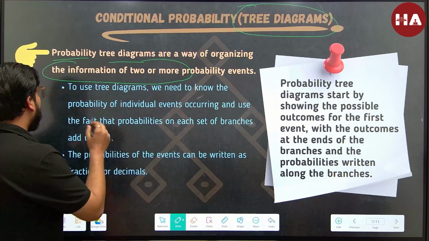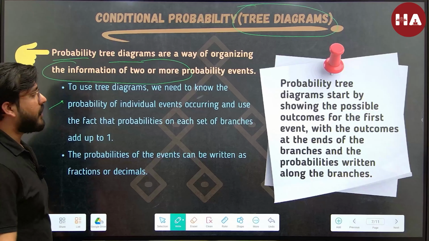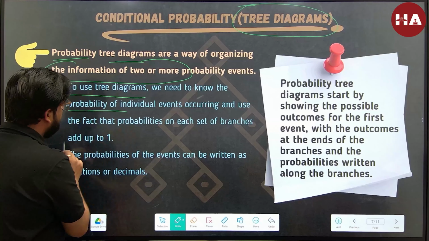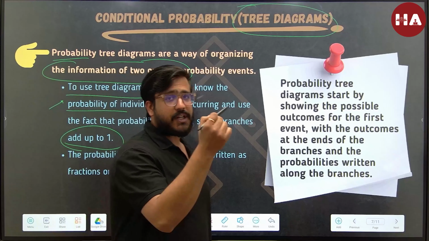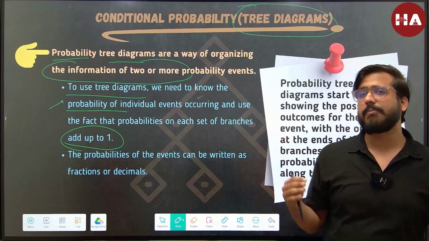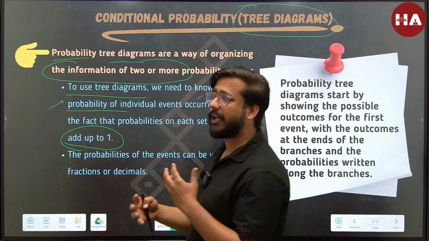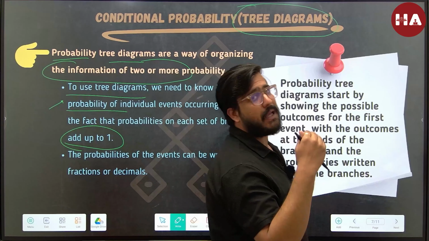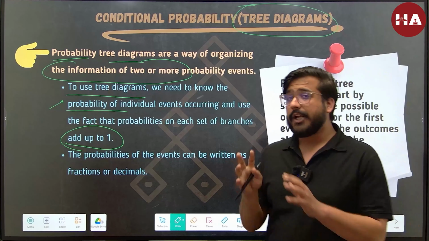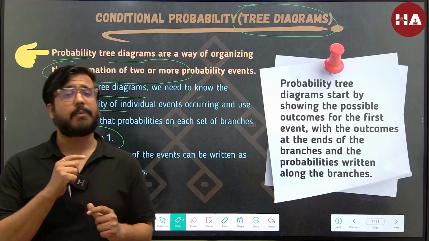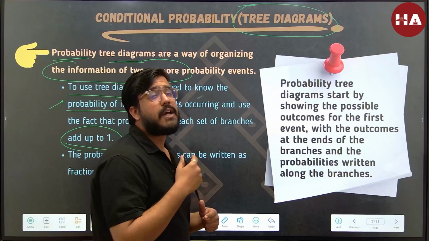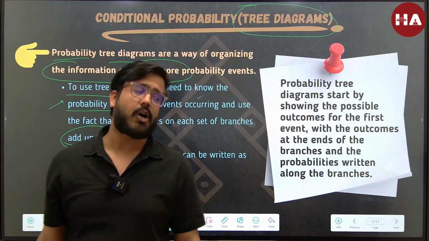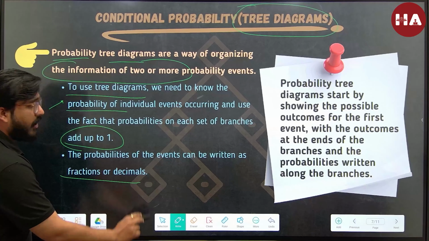Now some important points you need to understand: to use the tree diagram, we have to look at the branches of the tree. If we are talking about the probability of getting a head or a tail when one coin is tossed, then the probabilities add up to 1. You need to make note of it because this will be helpful in solving questions. Similarly, you can use fractions or decimals as you wish.